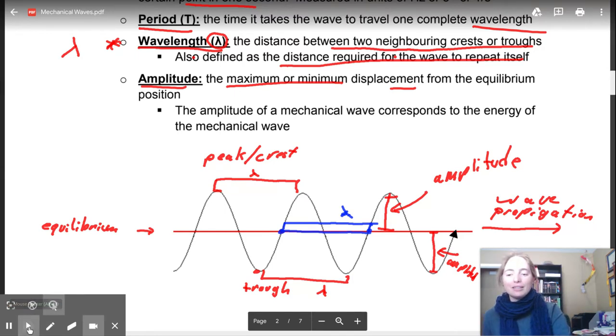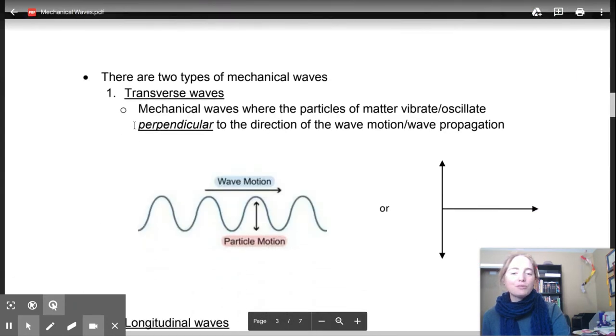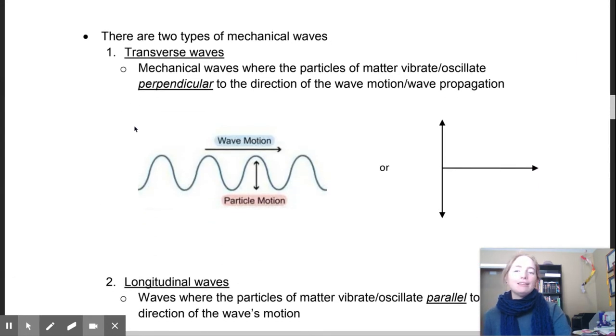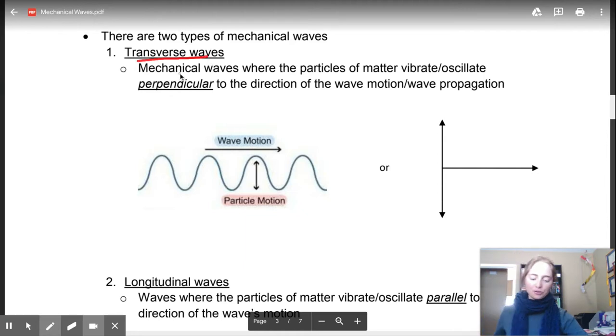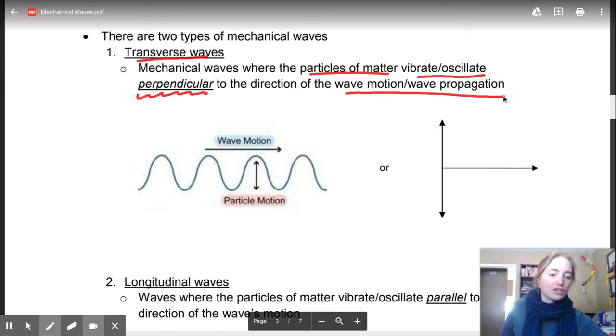All right, next piece. There are 2 types of waves, ladies and gentlemen, that we are going to be looking at. So 2 types of mechanical waves. So there's the transverse wave. Now, this transverse wave is kind of more like an earthquake or an ocean wave. So the mechanical waves and the particles, so in this case, like the water or the dirt in an earthquake, are going to move perpendicular to the direction of the wave propagation.